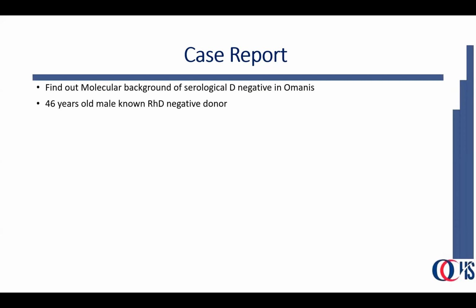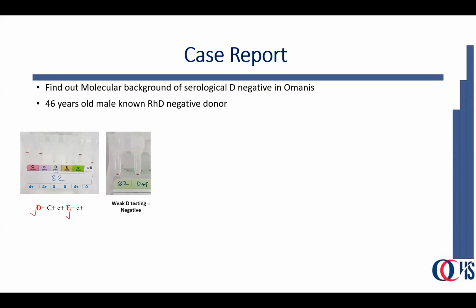So this is a 46-year-old male RHD negative donor. He is very well known to be RHD negative, all right? And this is what the gel card showed us. So it is clearly D negative with big E negative, and with the others, big C, small c, and small e positive. We did, of course, a weak D testing, and it came out also negative. So this is negative, and that's the DAT testing as a control.